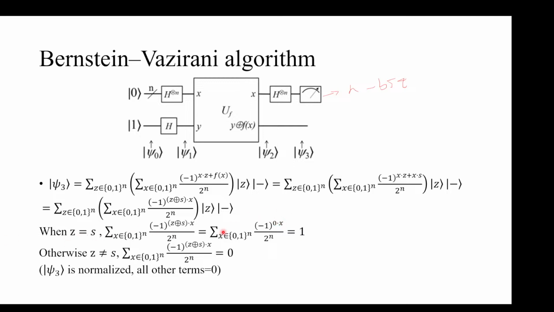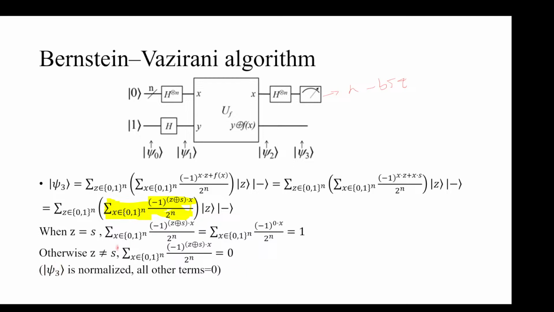And so when z equals s, you just have 1 over 2 to the n, summed 2 to the n times, and that equals 1. So this whole parenthesis, that's what we are concerned with. The whole parenthesis equals 1 when z equals s, and when z is not equal to s, you can show that it equals 0.